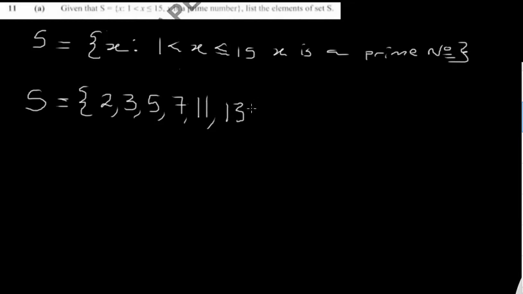What about 15 itself? Well, 15 is not a prime number, so therefore set S includes the numbers 2, 3, 5, 7, 11, and 13. So this is all that this question was asking you to do, and just for doing that, you would be awarded the full marks on this question. So let us look at the next one.